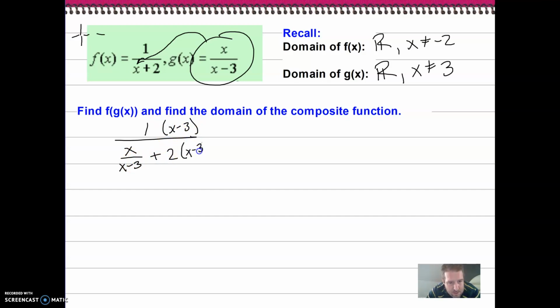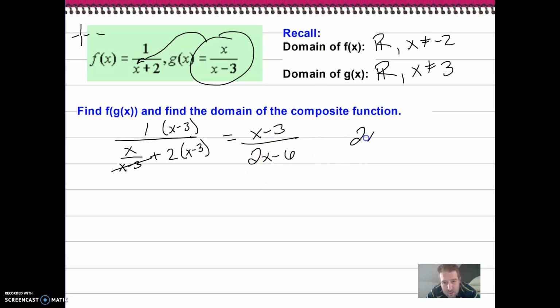Which means I have to multiply this by x minus 3. If I multiply this by x minus 3, it basically cancels out. So that's going to leave me with x minus 3, because 1 times anything is itself, and 2x minus 6. 2 times x is 2x, 2 times negative 3 is negative 6.